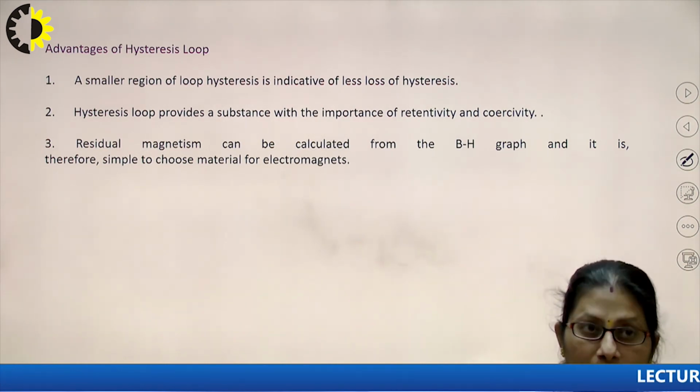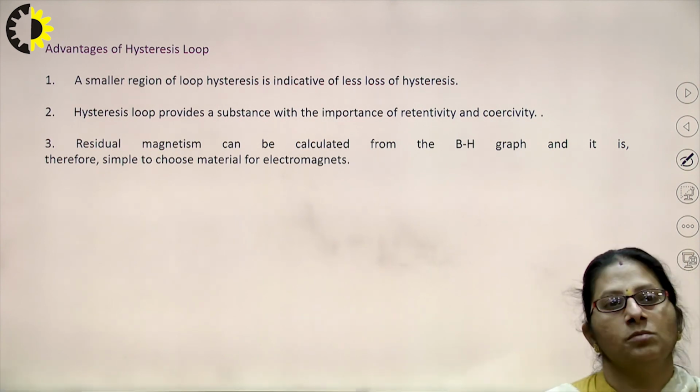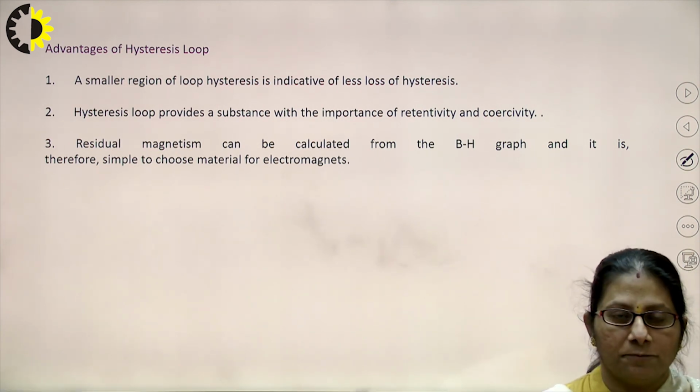Residual magnetism can be calculated from the BH curve, and it is therefore simple to choose the material for electromagnets.